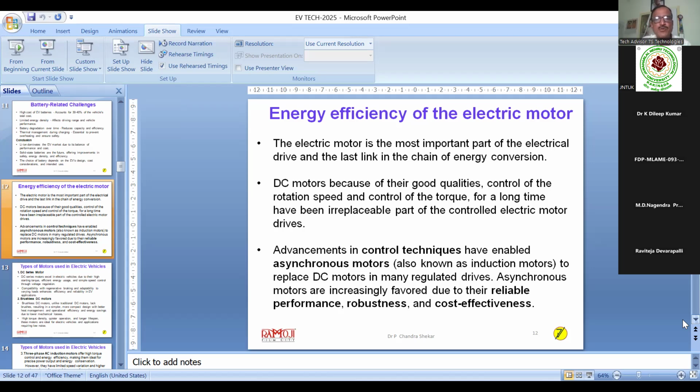The electrical motor is the most important part of the electrical drive and the last link in the chain of energy conversion. DC motors, because of their good qualities, control of the rotation speed and control of the torque, for a long time have been an irreplaceable part of the controlled electrical motor drives. Advancement in the control techniques have enabled the asynchronous motor, also known as induction motor, to replace DC motor in many related drives. Asynchronous motors are increasingly favored due to their reliable performance, robustness, and cost effectiveness. Now, most of the vehicles have been replaced with these asynchronous motors.